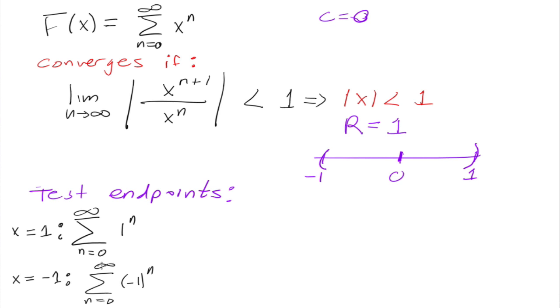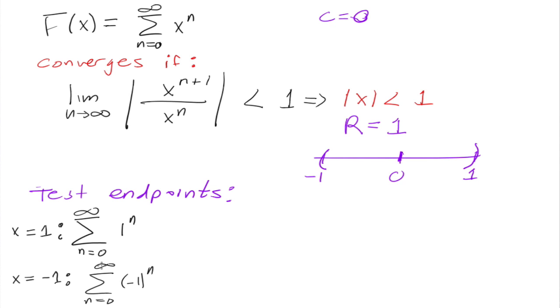Both of these, they go straight, don't they? They just go back and forth. Well, this is just 1 raised to a power. So this is just 1 plus 1 plus 1 plus 1 plus 1. So this one definitely diverges. This one is 1 minus 1, 1 minus 1, 1 minus 1, 1 minus 1. So that one also is going to diverge, right? Because it doesn't go to 0.